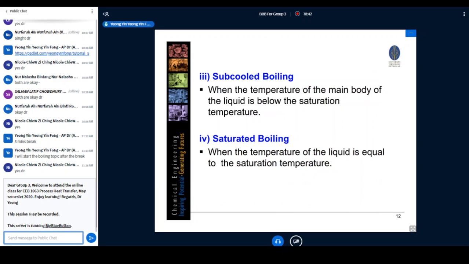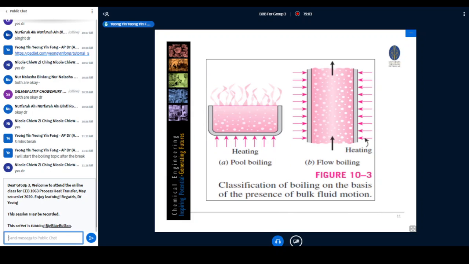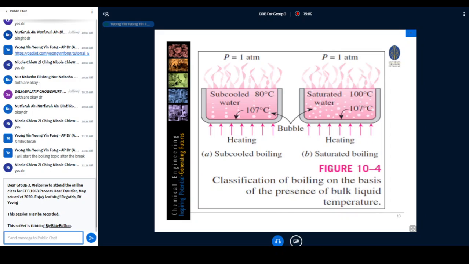And we have subcooled boiling, when the temperature of the main body of the liquid is below the saturation temperature. And then saturated boiling is when the temperature of the liquid is equal to the saturation temperature. This is another type of boiling, but we are actually focused on pool boiling only. So the boiling curve is also under pool boiling. All right. So this is subcooled boiling, and then this is saturated boiling. So you can see the temperature here, the difference, how they categorize.